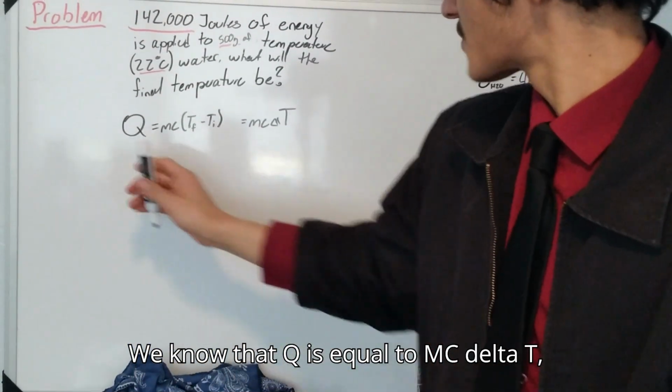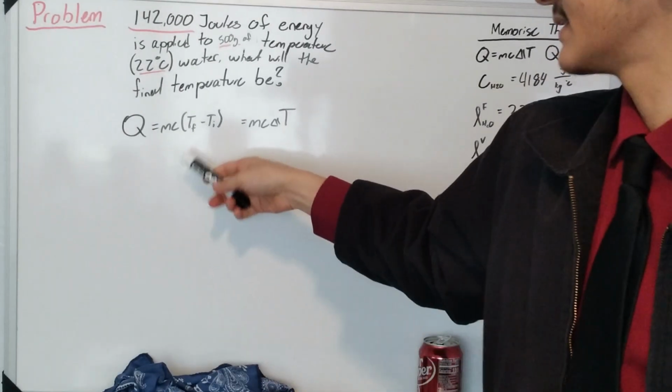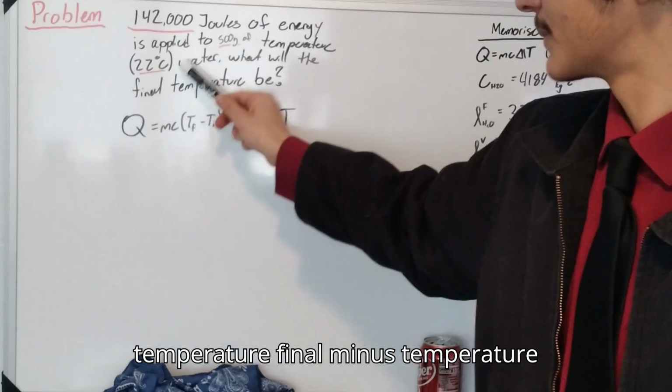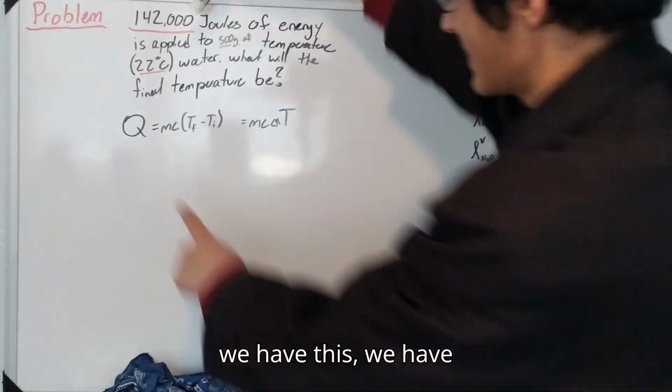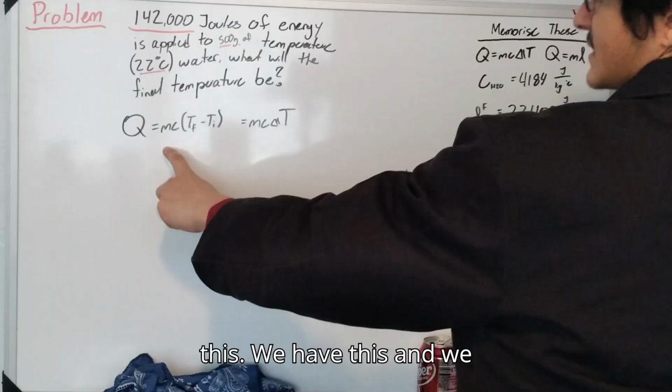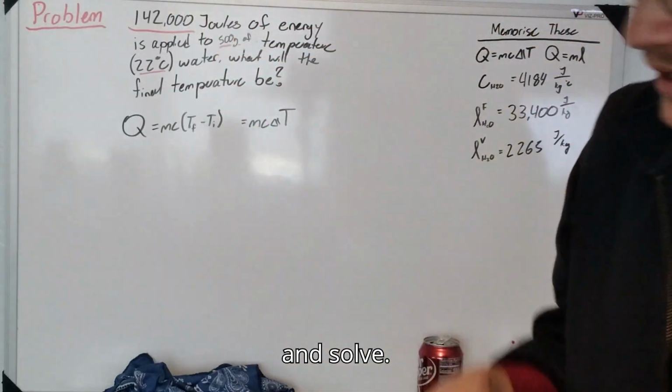A few moments later. We know that Q is equal to mc delta T, so we can rewrite that as mc times the final temperature minus the initial temperature. So we have this, we have this, we have this, we have this. So now simply just plug and solve.